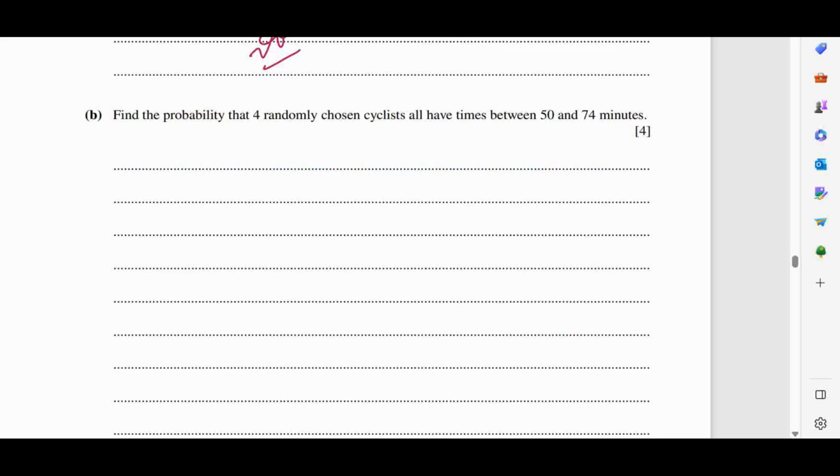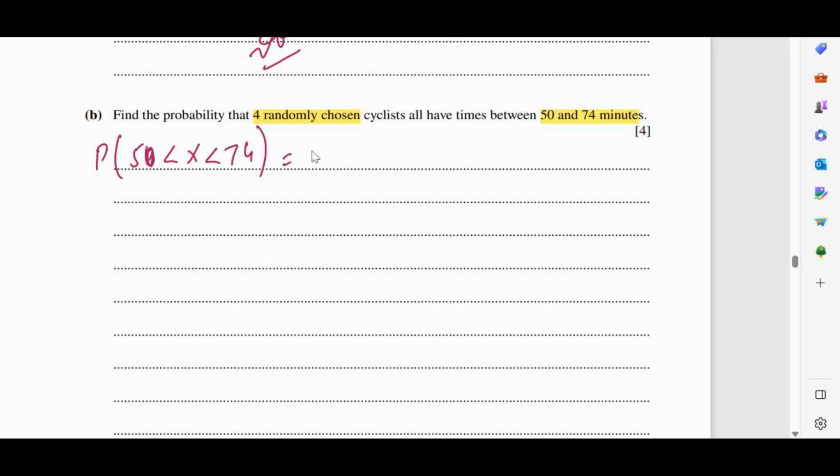That's it. Let's move to the second part. In the second part, they said to find the probability that a randomly chosen cyclist has a time between 50 and 74 minutes. So what does this statement mean? This statement means the probability of 50 less than x less than 74. So we have to find out this thing.